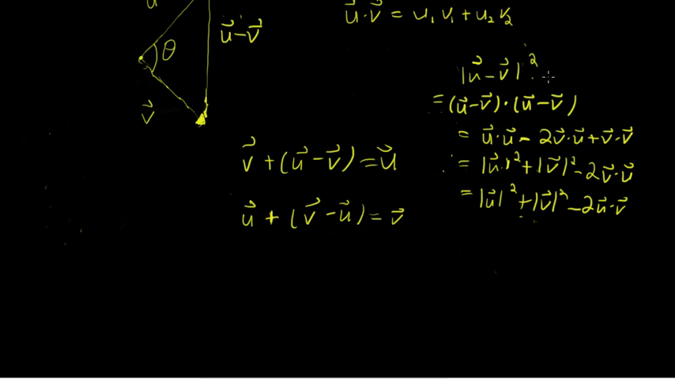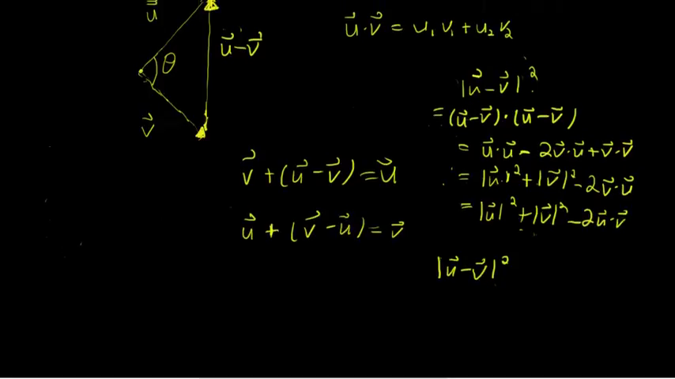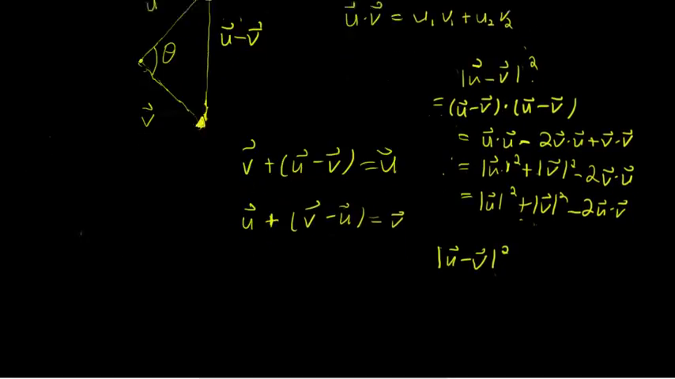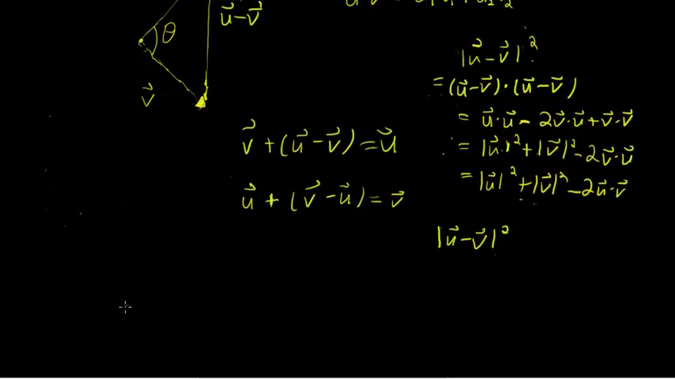Now we're going to express this magnitude of u minus v squared in another way. And this way is going to be using the law of cosines. Hopefully you remember the law of cosines. It applies to any triangle, not just right triangles.